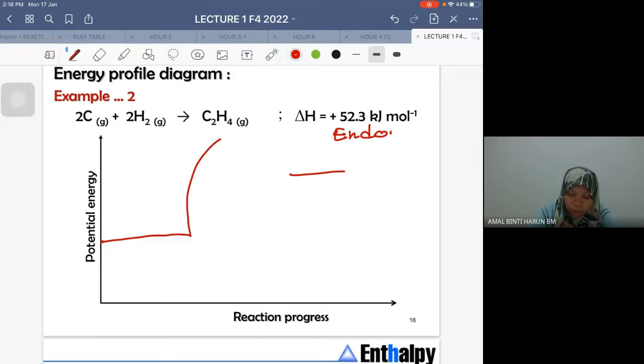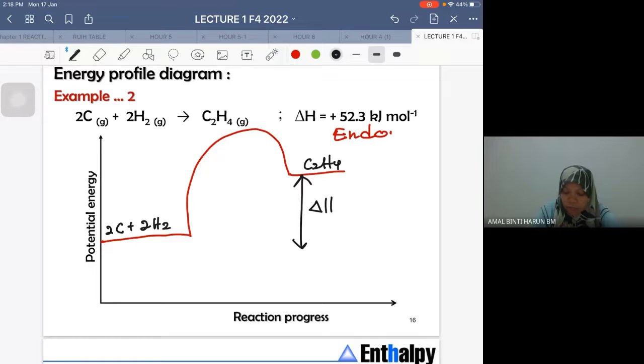Okay, sambungkan dengan transition state and then labelkan reactant 2C plus 2H2 and then this one C2H4. Okay. Perbezaan antara reactant dan juga produk ini kita panggil delta H ataupun enthalpy change, energy difference. So it is positive 52.3 kilojoule per mole. Ikut je apa yang dia bagi.